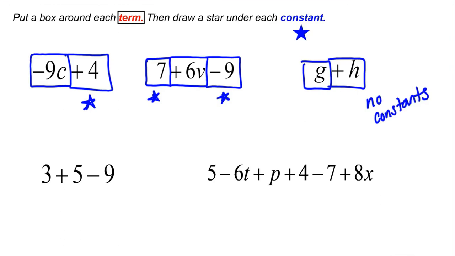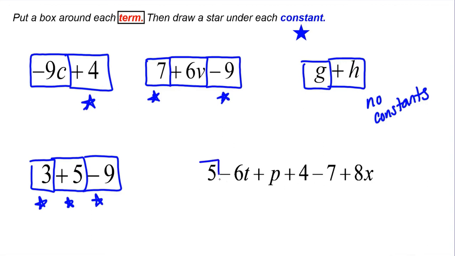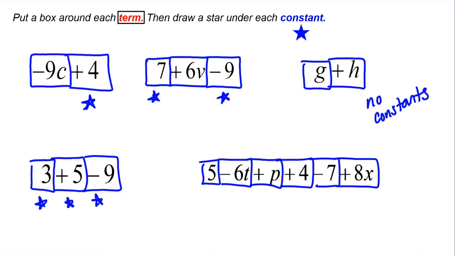It just contains variables. The next one, 3 plus 5 minus 9, this is a numerical expression. This has 3 terms, 3, 5, and 9, and none of the terms contain variables, so these are actually all constants. So everything in that expression is a constant. And then the last one, we've got a lot of terms here. We've got 5, 6t, p, 4, minus 7, and 8x.